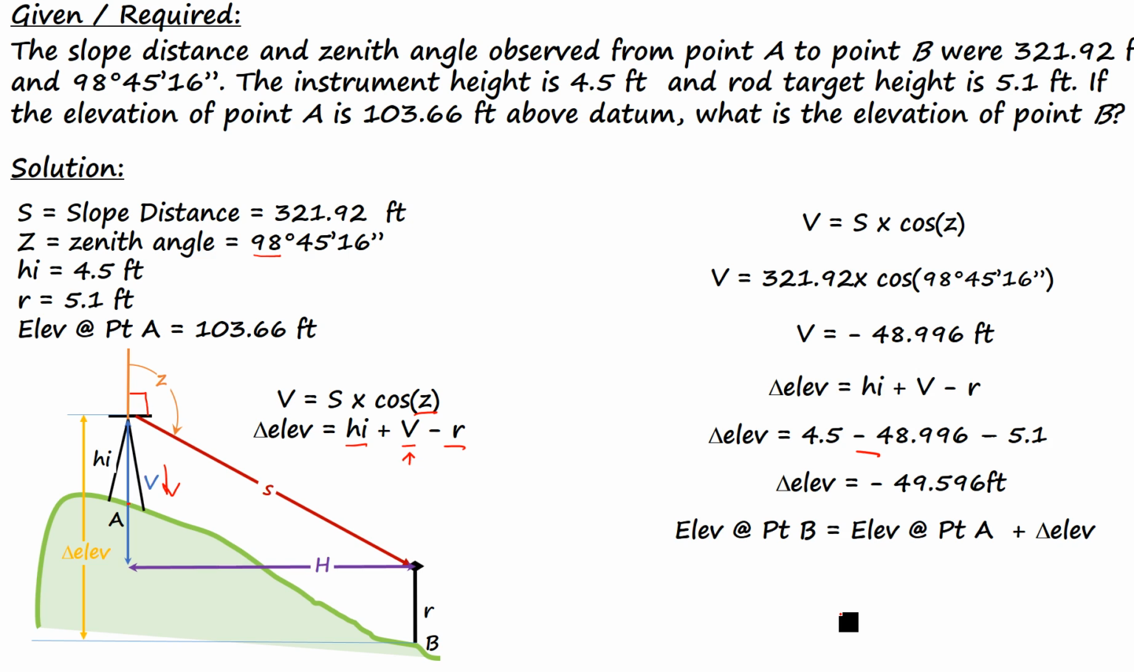Now, the elevation at point B is we're going to take the 103.66 feet and subtract the 49.56 feet, which gives us 54.06 feet. That's the elevation at B.